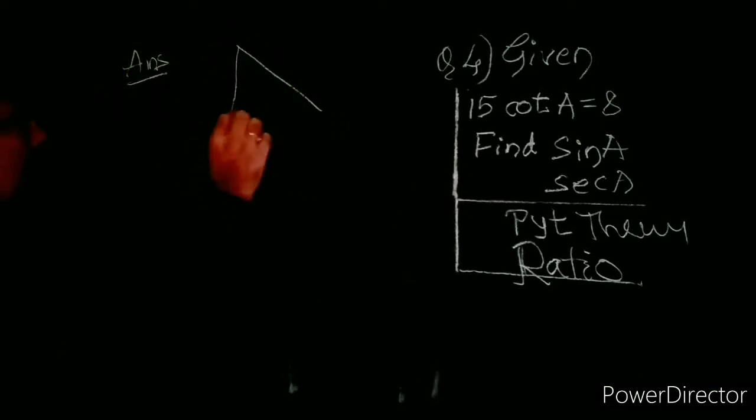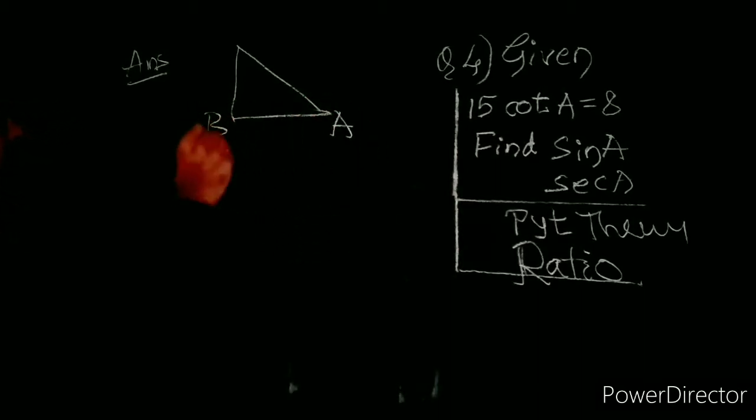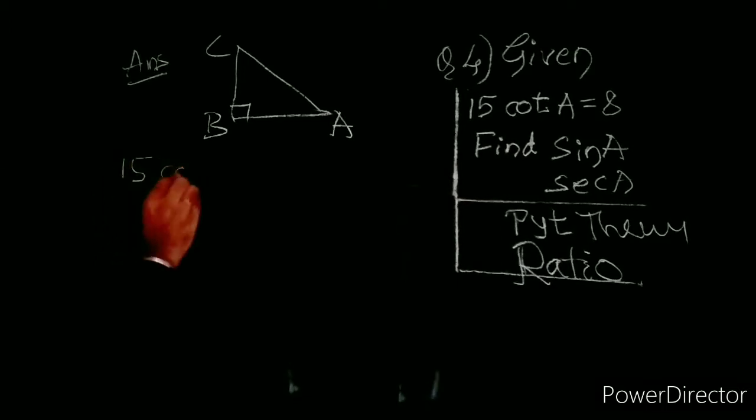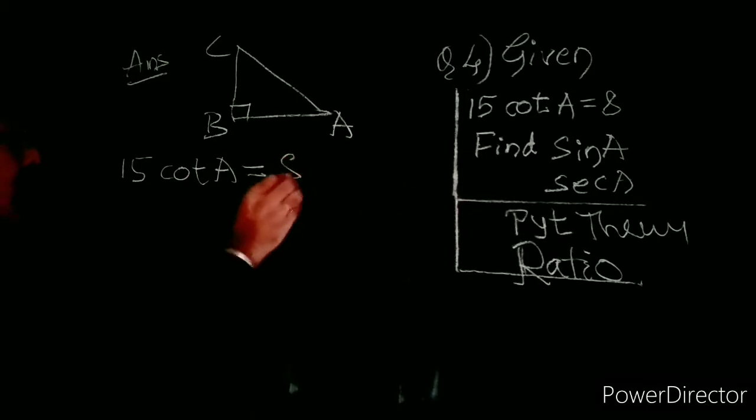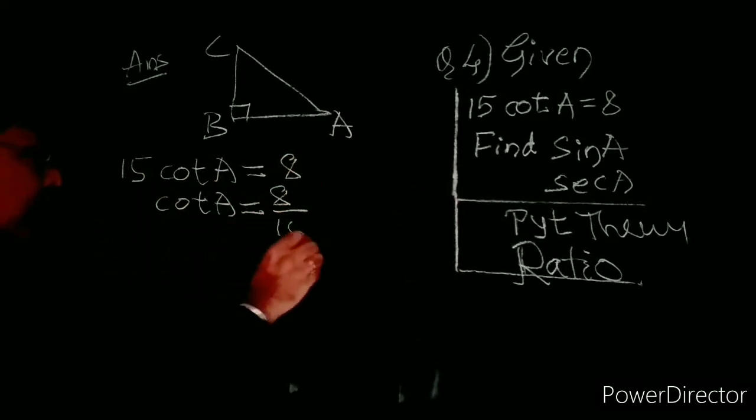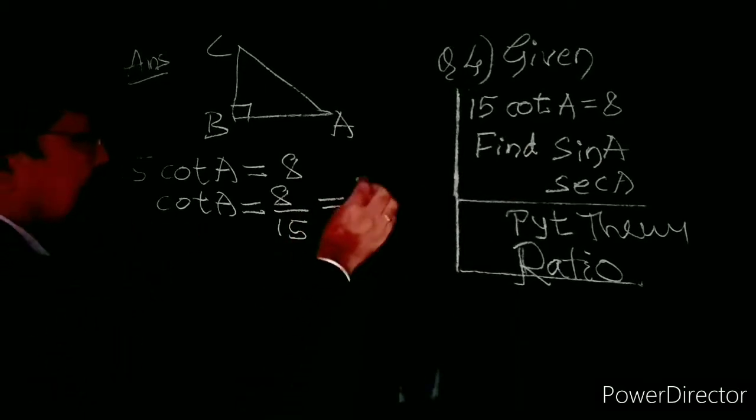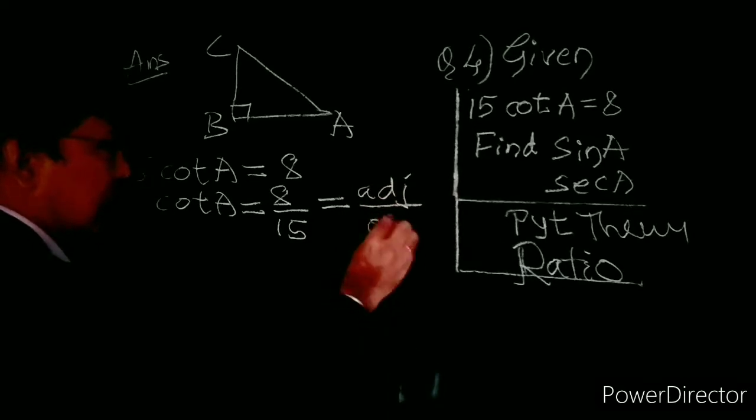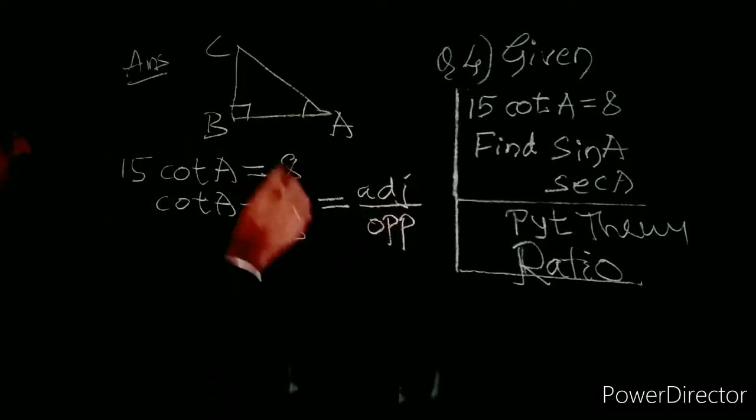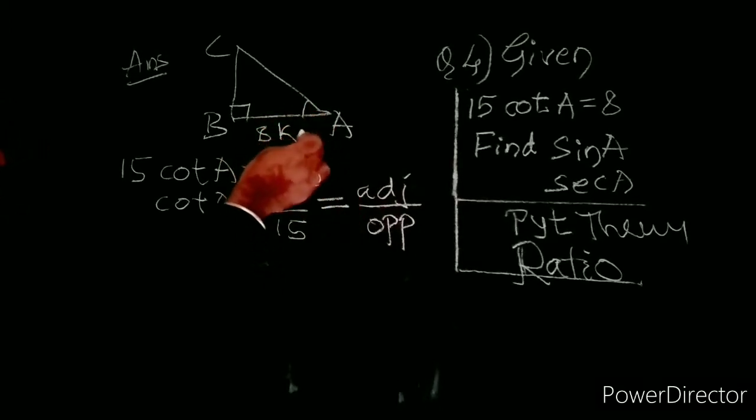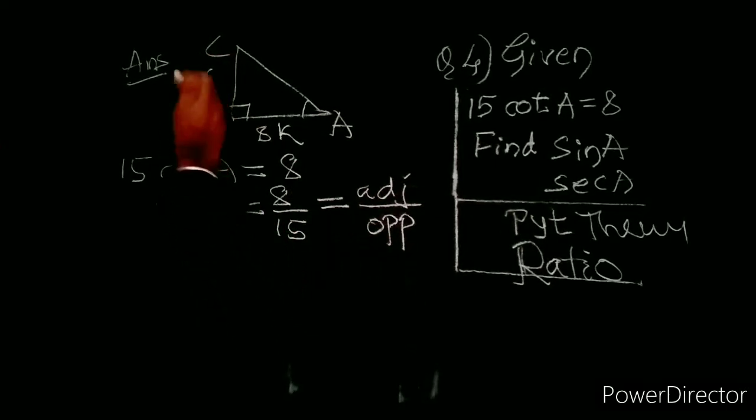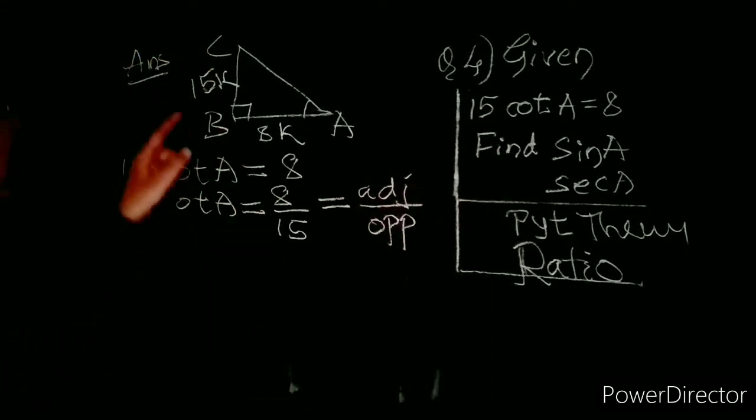Answer: consider a triangle ABC, which is right angled at B. Now we have 15 cot A equal to 8. That means cot A equals 8 divided by 15. And we know that the ratio cot means adjacent side divided by opposite side. From angle A, the side AB is the adjacent side, of value 8k, and BC is the opposite side, which is 15 units, that is 15k, where k is a real number.